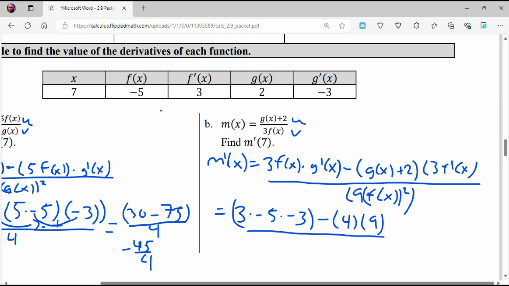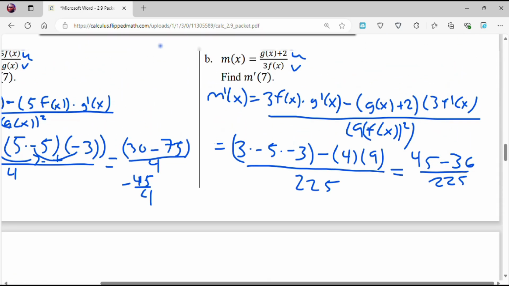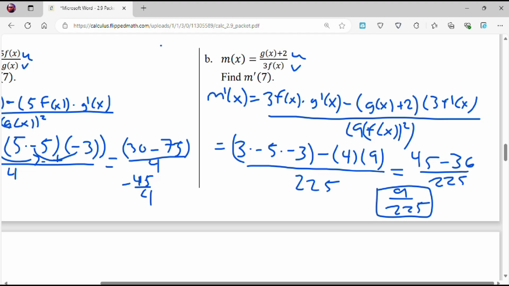F of x is negative 5. Squared is 25. 9 times 25 is going to be 225. 3 times negative 5 is negative 15 times negative 3 is 45. Okay, negative 4 times 9 is negative 36 over 225, and then 45 minus 9 is 9 for 225. That is your answer. I am not going to simplify.